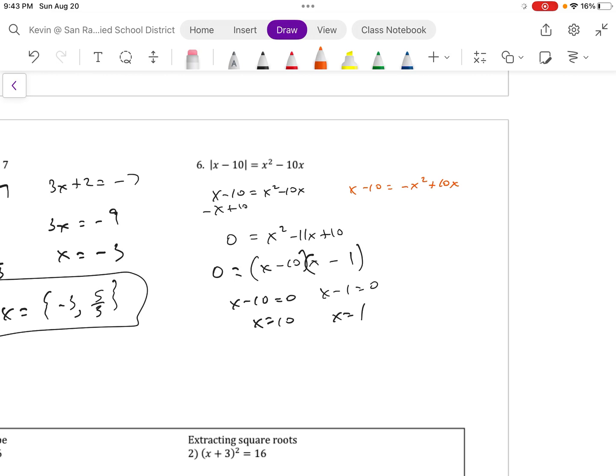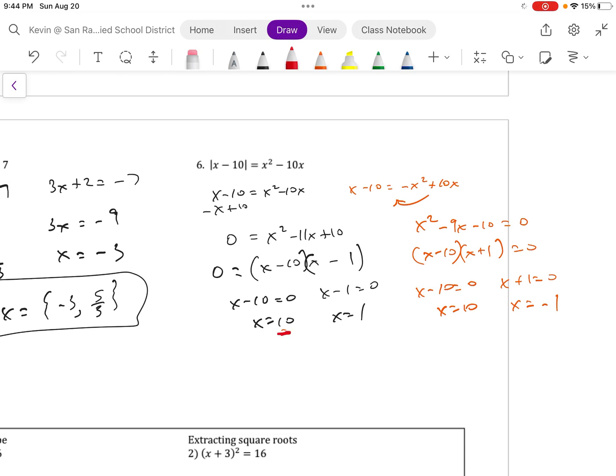Let's go ahead and solve over here. Now we bring everything over to that side. X squared minus 9x minus 10 equals 0. Factor: 10 and 1. This is negative. This is positive. So x minus 10 equals 0. X equals 10. We already had that. And then x plus 1 equals 0. X equals negative 1. All right, we need to test these.